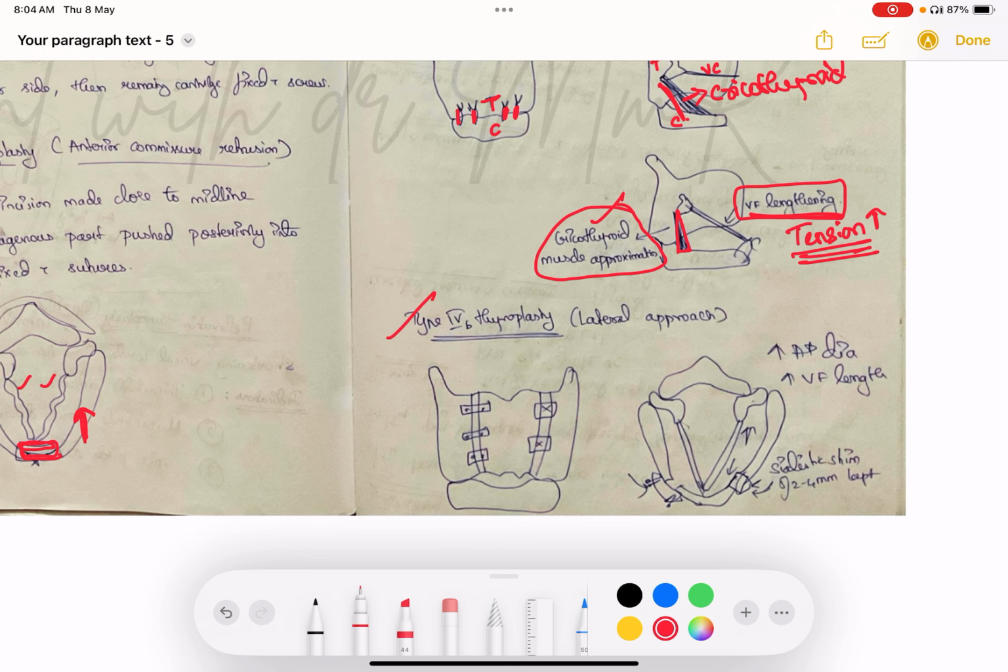Okay, what is type 4B? This is the lateral approach. How is it done? Similar to type 3, we are making 2 incisions on the thyroid cartilage, but here we are placing an implant. In type 3, what we did? We removed a piece of cartilage. Here we are going to place an implant. Okay, a silastic implant is placed in the thyroid cartilage. This will lead to an increase in the length of the vocal cord or increase the tension of the vocal cord.